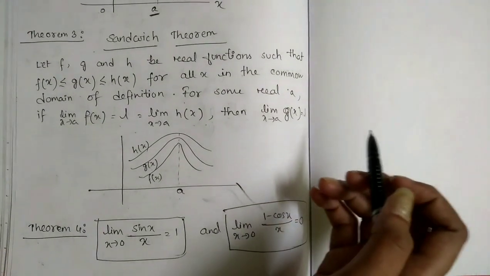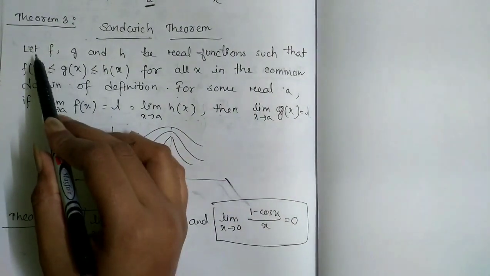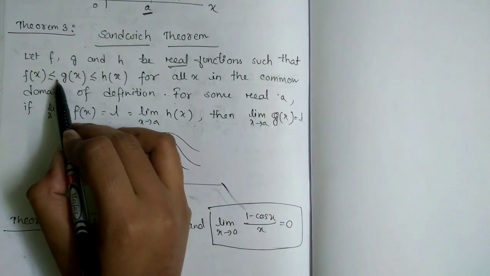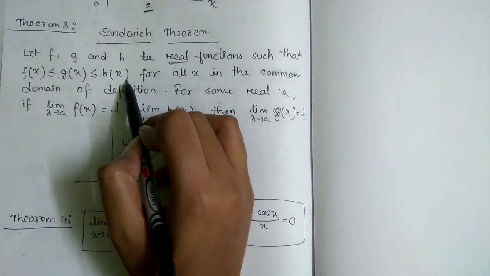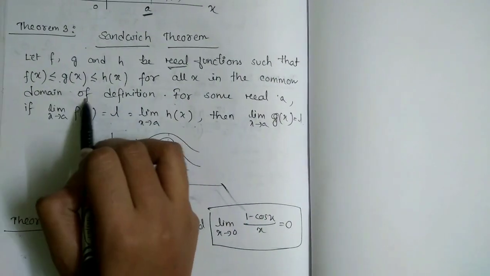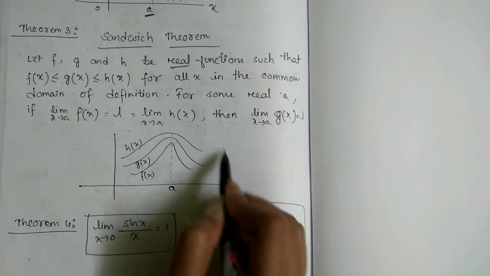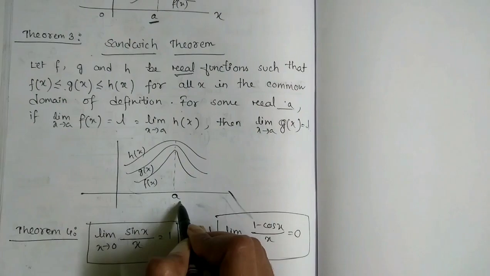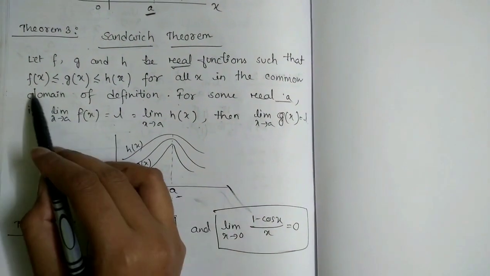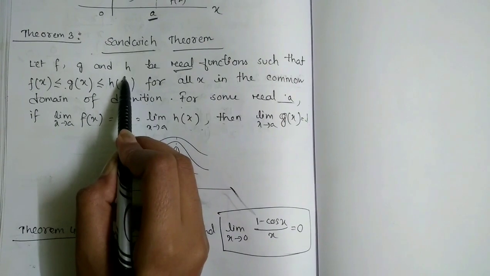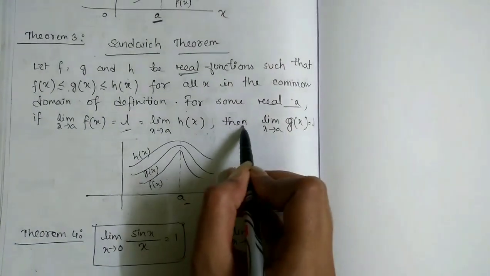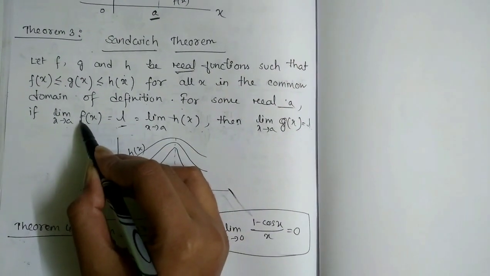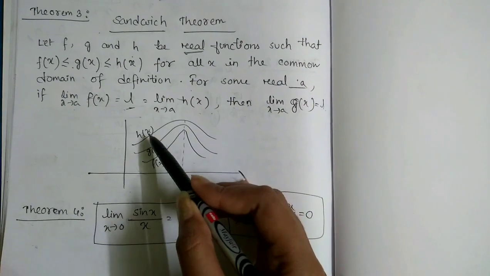Our next theorem is the sandwich theorem. Let f, g and h be real functions such that f of x is less than or equal to g of x, which is less than or equal to h of x, for all x in the common domain of definition. Now for some real value of a, if the limit of this is equal to the limit of this, which is equal to L, then the limit of g of x is equal to both of these. The graphical representation of this is this.